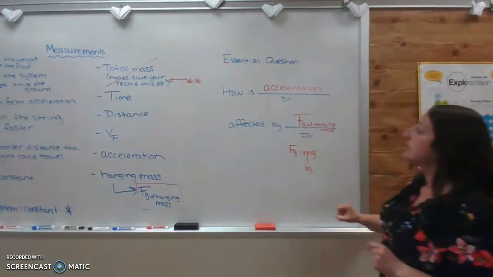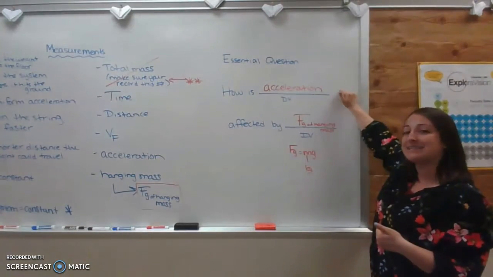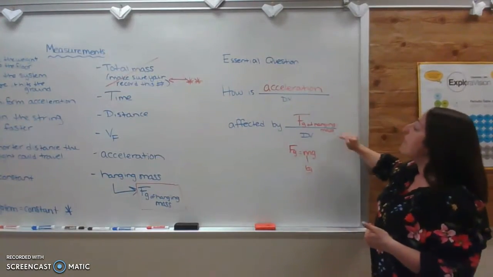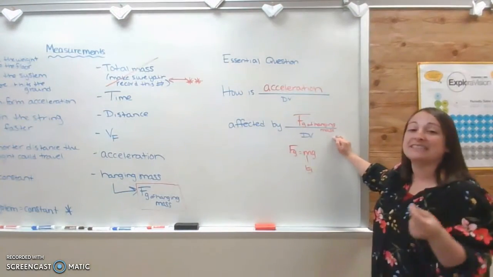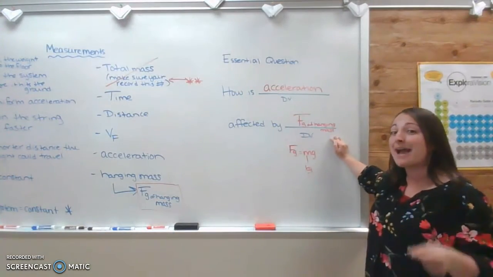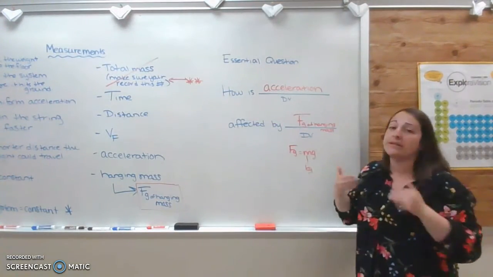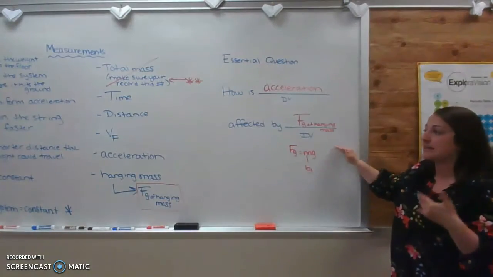So when we look at the essential question, what we're truly looking at is how exactly is the acceleration being affected by the force of gravity of the hanging mass? Is it affected linearly? Is it affected in terms of a top opening, side opening? Do we have a maximum here? That's really what we need to figure out: what relationship is there between these two things.